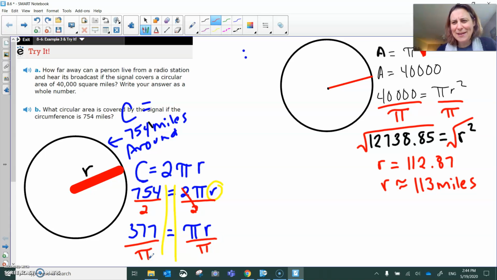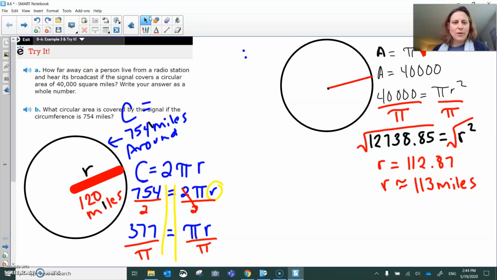I think the pi they've been asking us to use is 3.14, so I'm just going to keep using it. And then I end up finding out that the radius of this circle is approximately 120 miles. And it's just plain old miles. It's not miles squared because it's not an area. It's not miles cubed because it's not a volume. It's just one-dimensional miles. Notice it's larger than this. So I know my final area is going to be bigger than this.